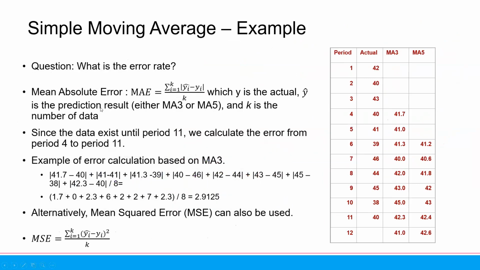Now, I want to know which one is better. MA3 or MA5? In order to check the better approach, we need to calculate the error rate. What is error rate? In the regression, you learn the error rate.